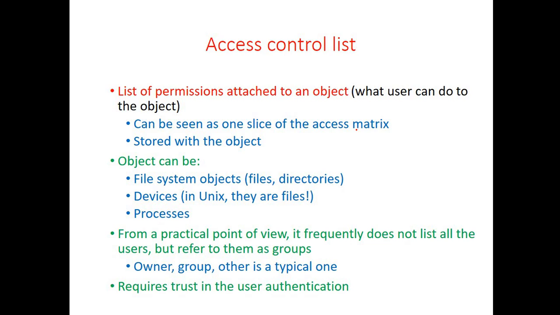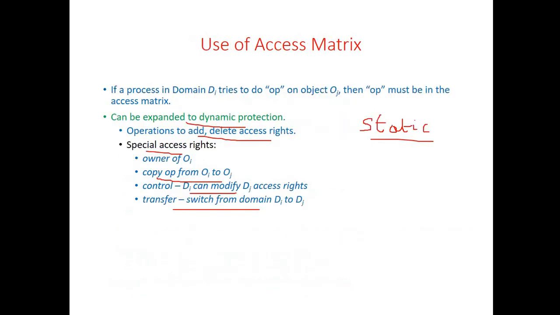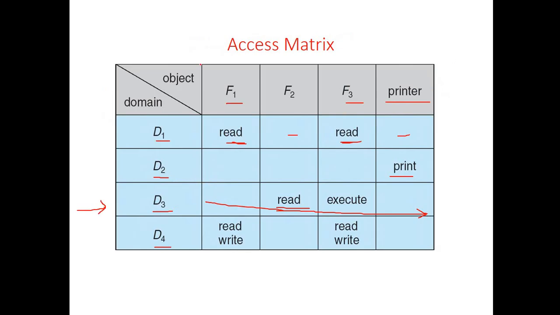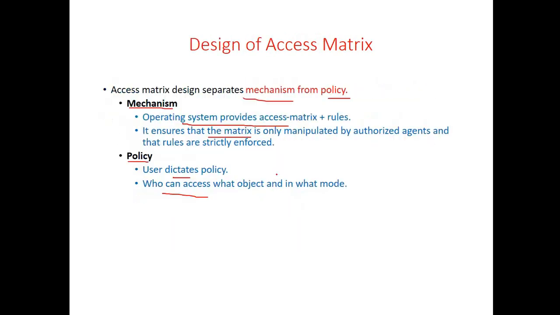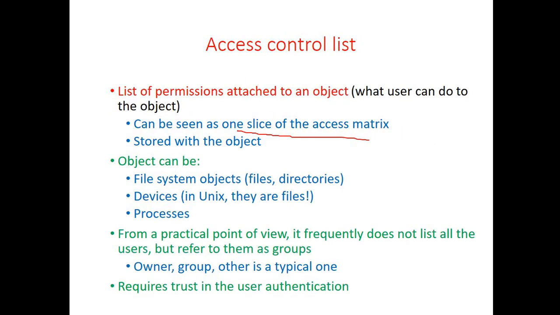List of permissions attached to an object. It can be considered as one slice of the access matrix is considered as one access control list. Like here, this is an access matrix. If we consider one row, this becomes an access control list. So this access control list specifies what object is having what permissions.